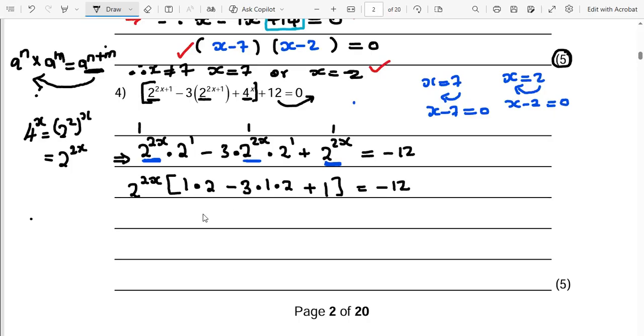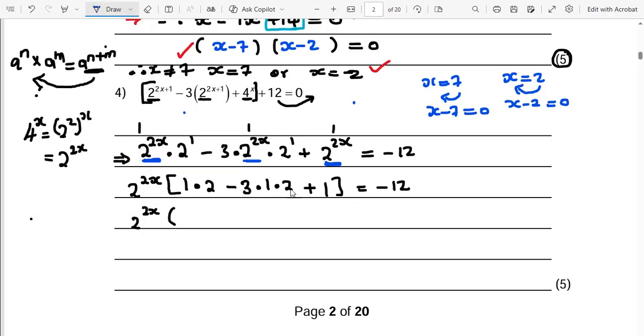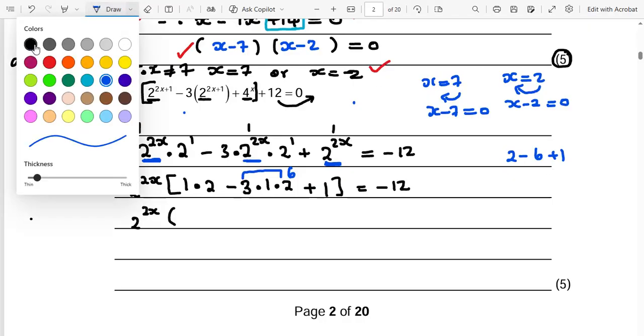So this will be 2 minus 3 times 2 plus 1, or maybe we can just rewrite this and say this is 2 to the x into, we can just use the calculator, because what we need to pay attention to is that this will be 3 times 2, that's 6. So it's like we're having 2 minus 6, then plus 1. So 2 plus 1, that's 3, minus 6, that's minus 3. So inside the bracket, we are left with negative 3.